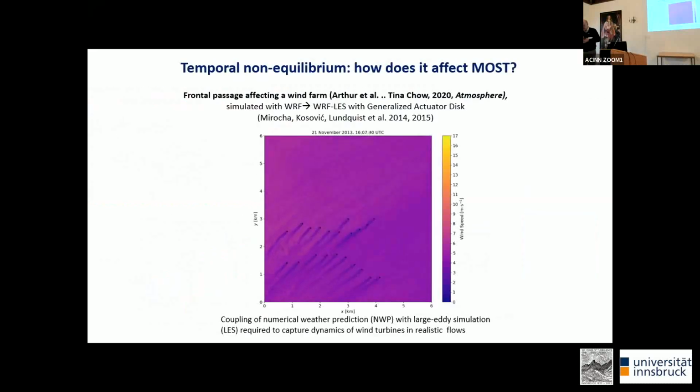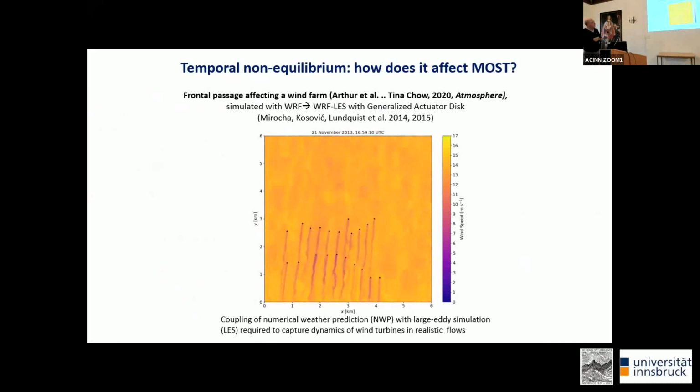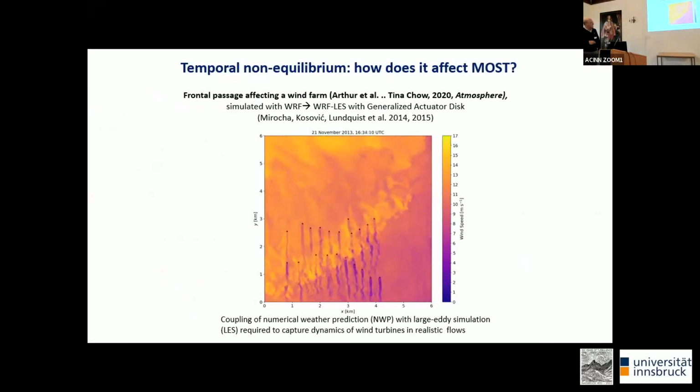Okay, so now let me shift gears to the final approach and topic. And here, this is a wonderful simulation that I was allowed to show here. This is from Tina Chow's group, and Julie Lundquist showed this at a seminar recently. So I asked her, can I borrow this animation, this picture, of a wind farm under strongly non-equilibrium conditions.